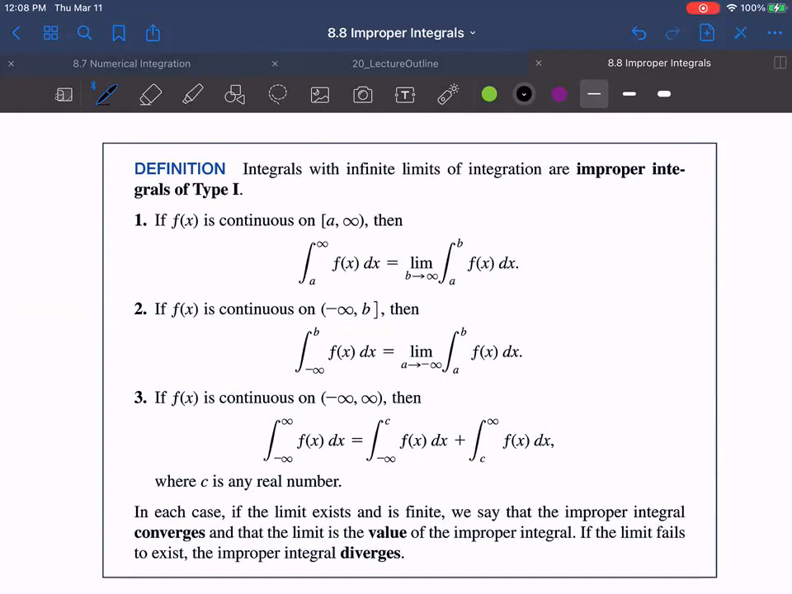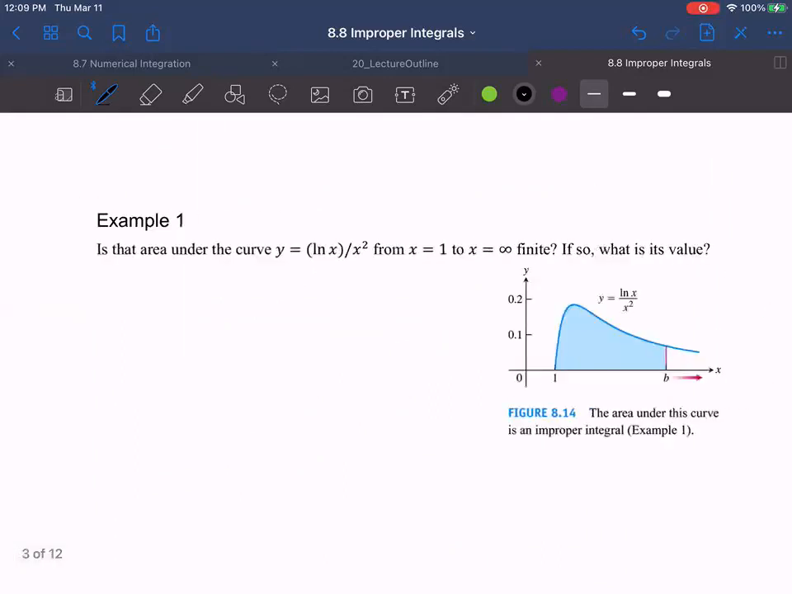In each case, if the limit exists and is finite, we say the improper integral converges. We already know that. And the limit is the value of the improper integral. If the limit fails to exist, the improper integral diverges, like trying to find the area underneath x squared from 0 to infinity. That would diverge. That would blow up. Okay, so let's take a look here. We've got this example over here.